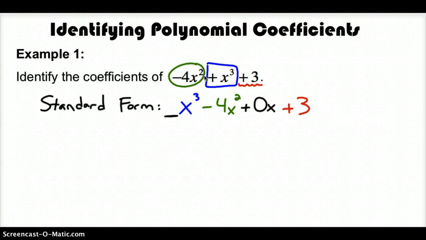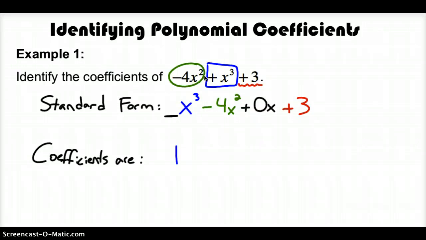So our coefficients are, well, we have 1x to the third. The next thing we have is the negative 4x squared. So actually negative 4 is our coefficient here. So we're going to go ahead and write the negative 4 as our next coefficient. The next one we actually have is 0. So 0 is our next coefficient.